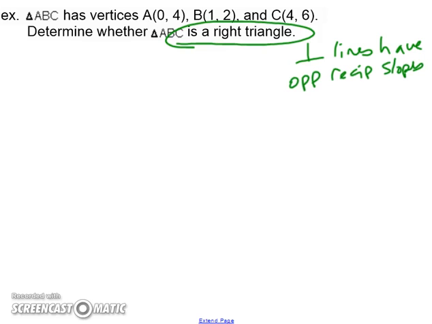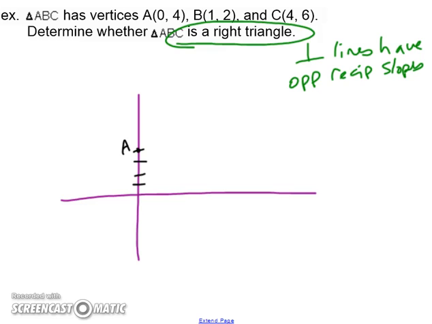So first off, let's graph these sets of ordered pairs. There's A, B, and C. So here is our triangle. In order to determine if it has a right angle in it, we can find these slopes.